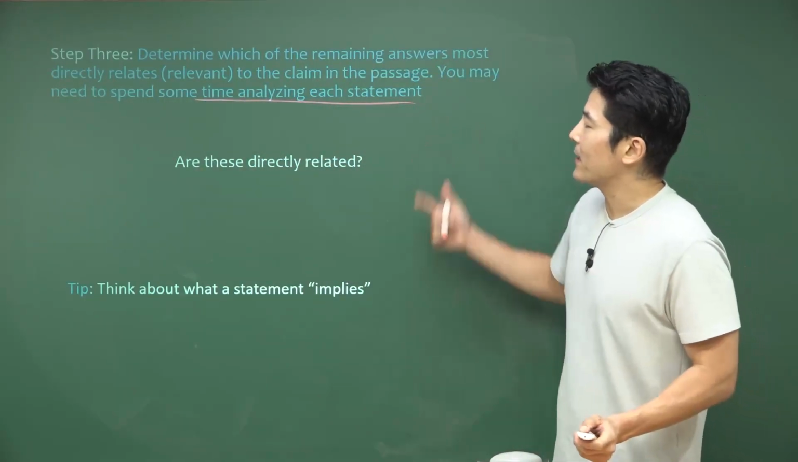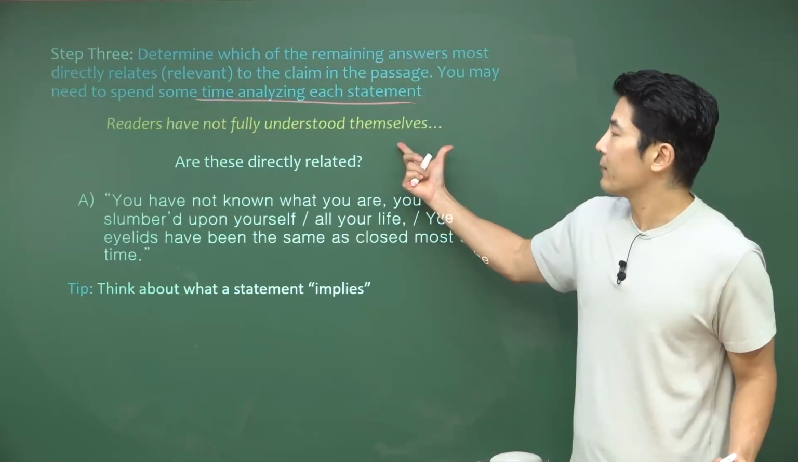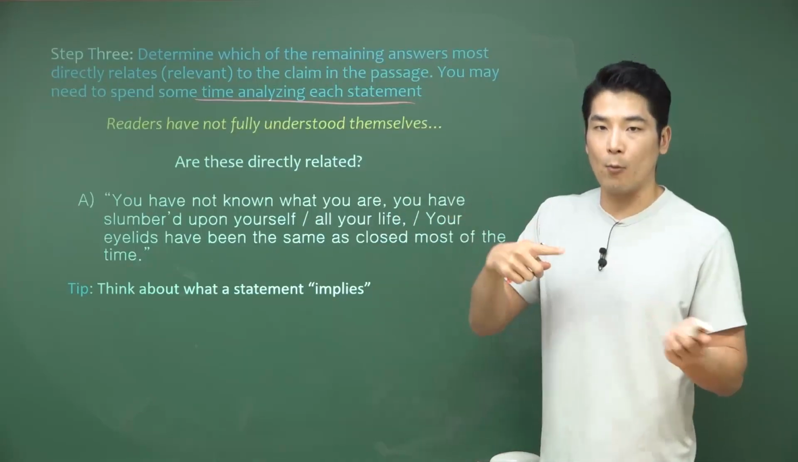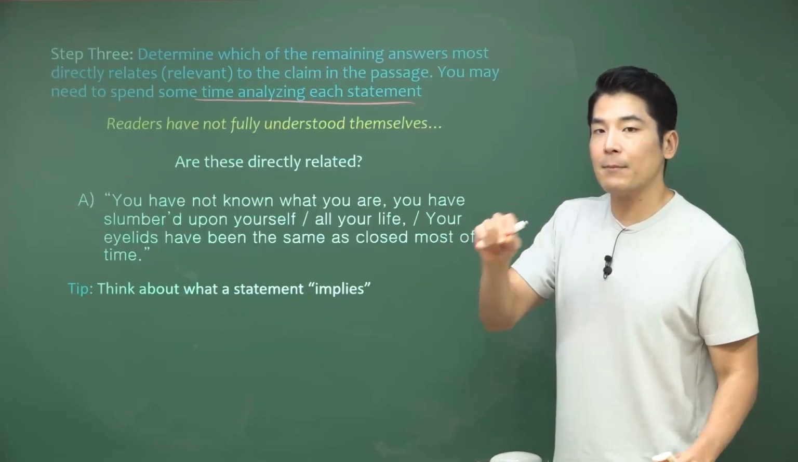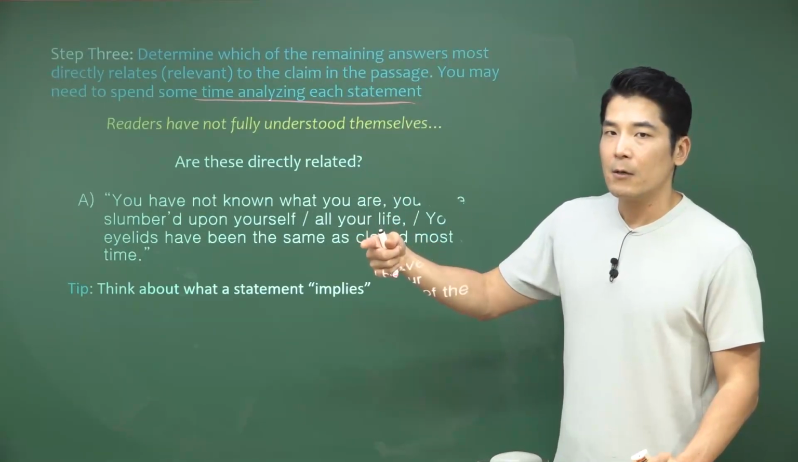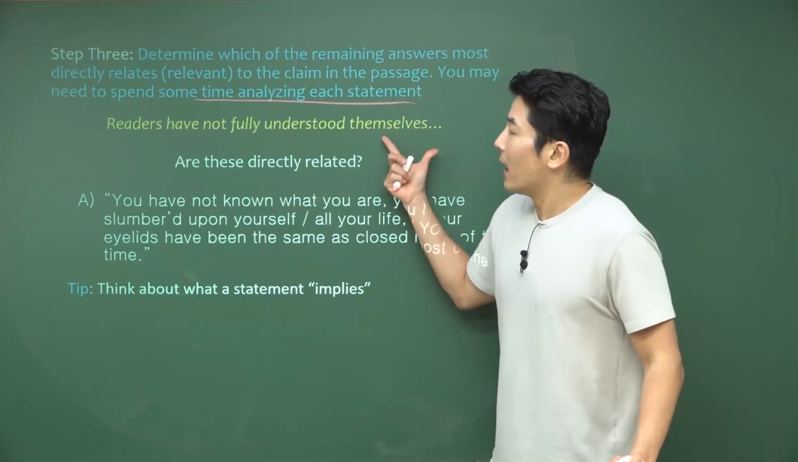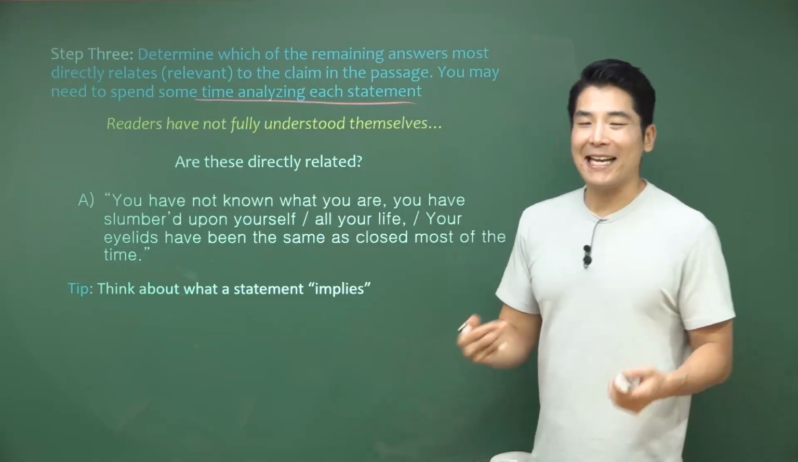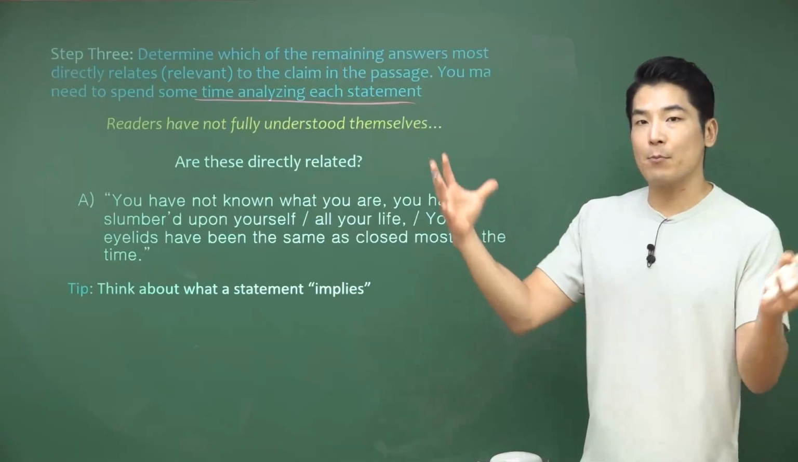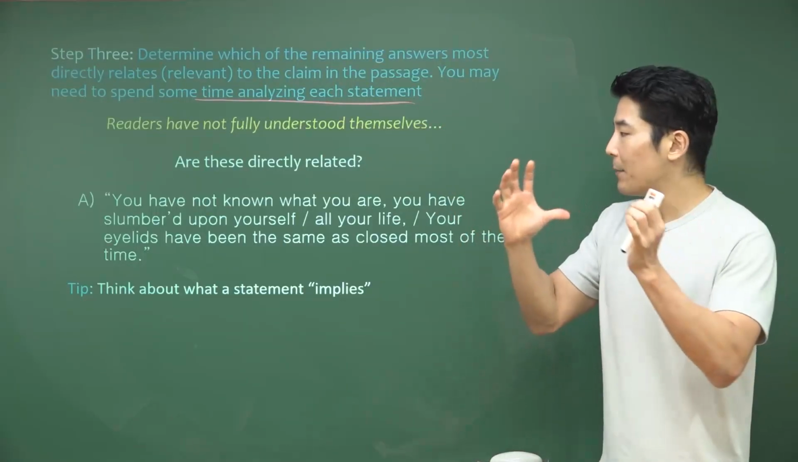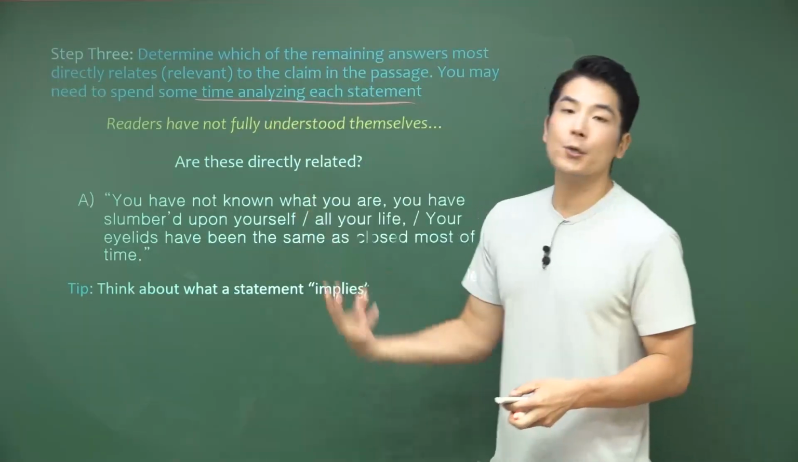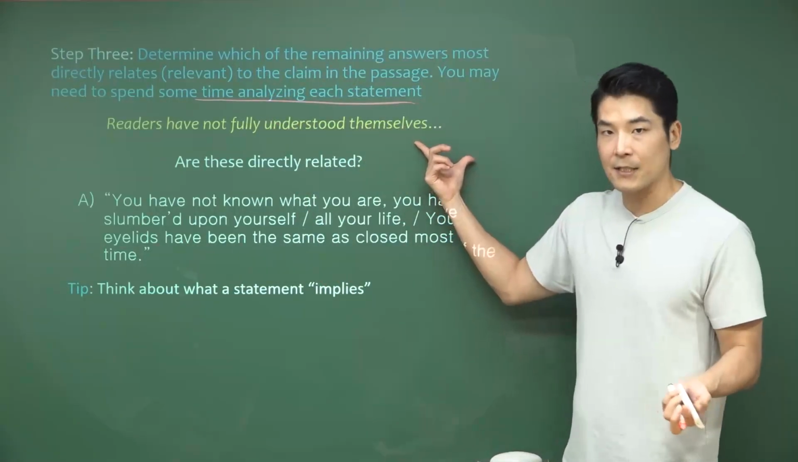And what I mean by each statement could be a statement, the claim, in the reading passage: readers have not fully understood themselves, although we should have done this in step number 1. When we identify the claim, we should take a moment to analyze it, understand what it's really saying, more deeply. But analyzing a statement could also mean to analyze the remaining answer choices, so analyzing what answer choice A is saying. Analyze means to break it down, break it up into pieces, and see if the information here is directly related to the information in the text, the claim.